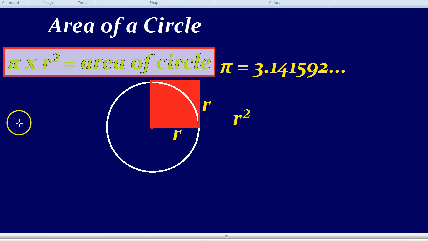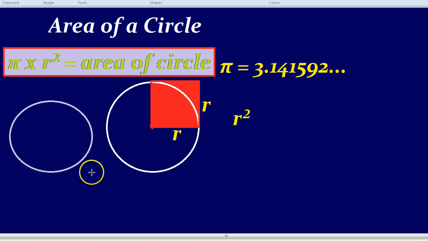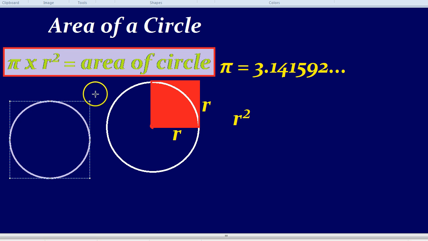Let's try. Let's do this circle. It's a cool looking circle. And let's say it has a radius of 2. But I don't care about the radius. I want to know the area of the circle. What is the area of that circle?